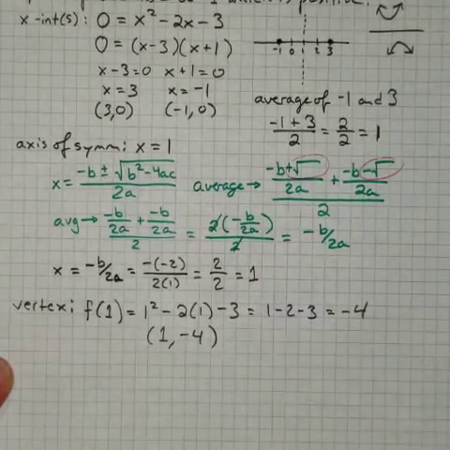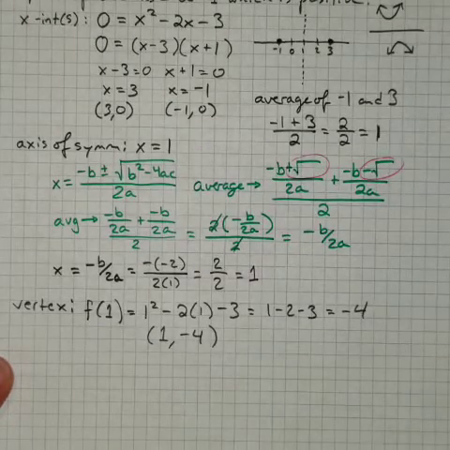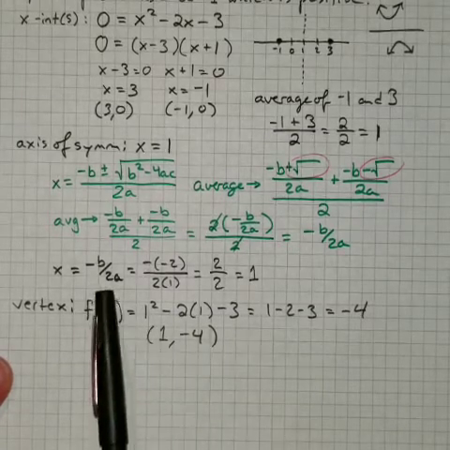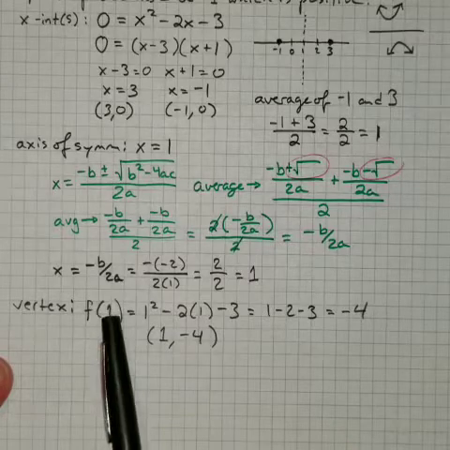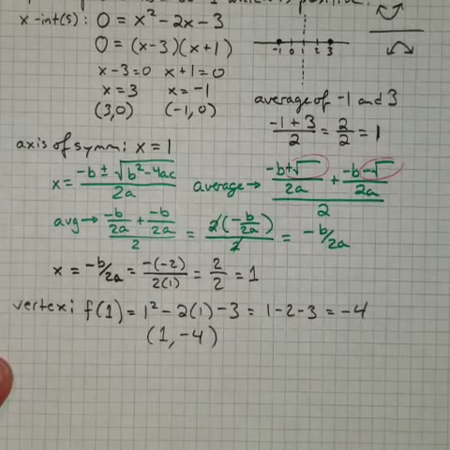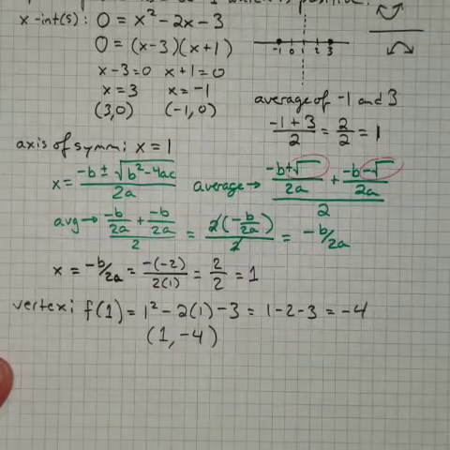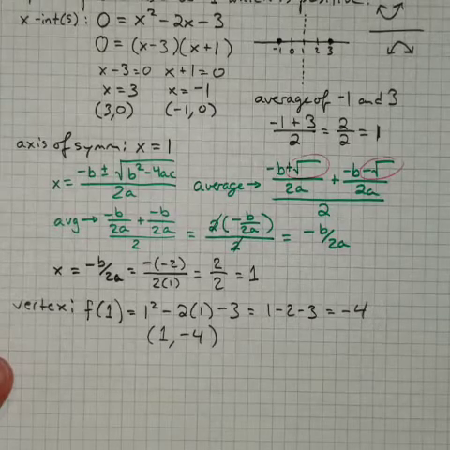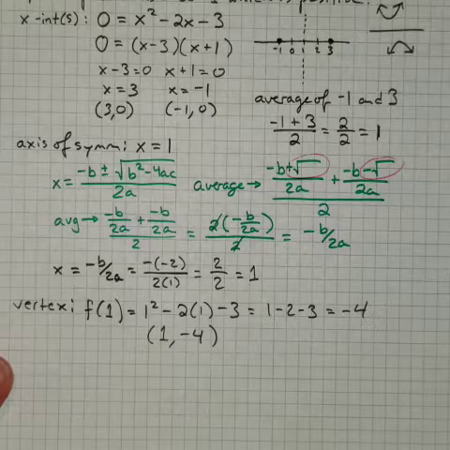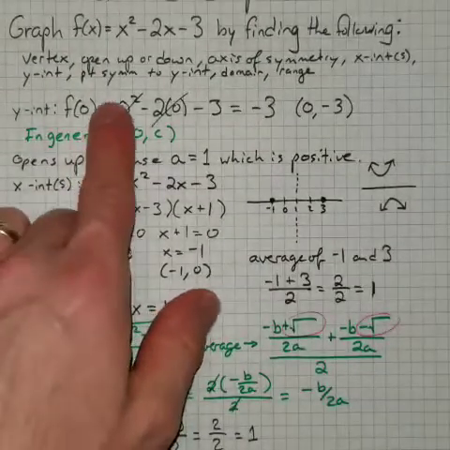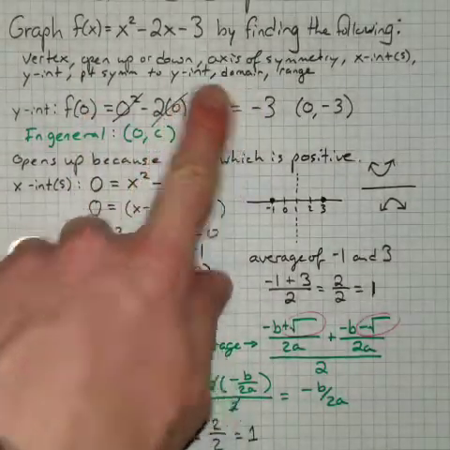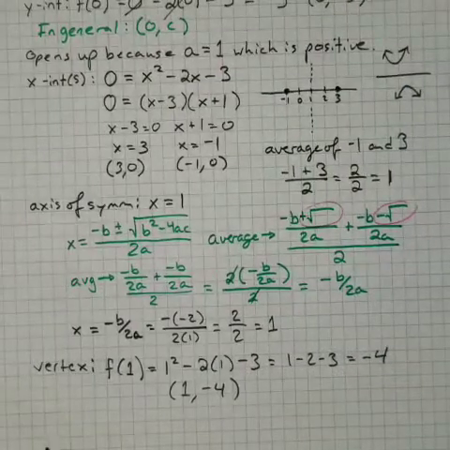All right. So I can get the vertex again from the same formula, negative b over 2a. And then by plugging that number in, I can get the y coordinate. All right, so that gives me the vertex. In our list now, the only things missing are the points symmetric to the y-intercept and the domain and range. So let's look at the point symmetric.